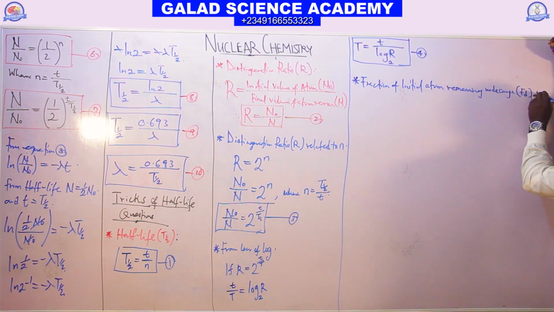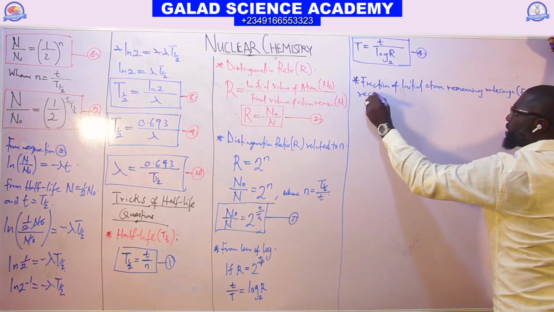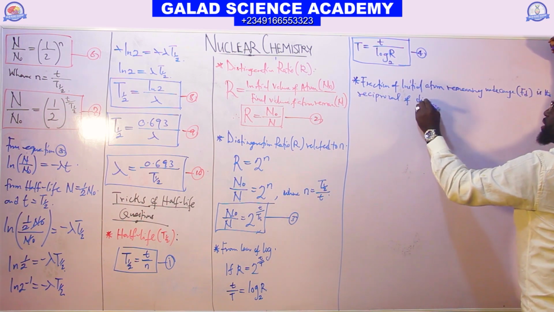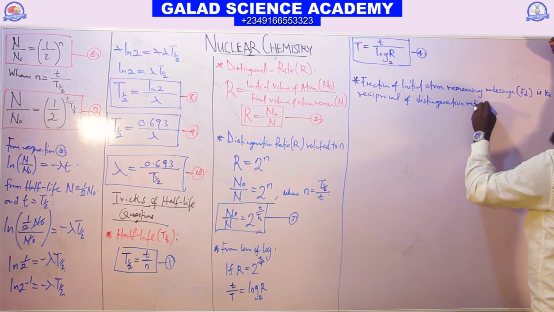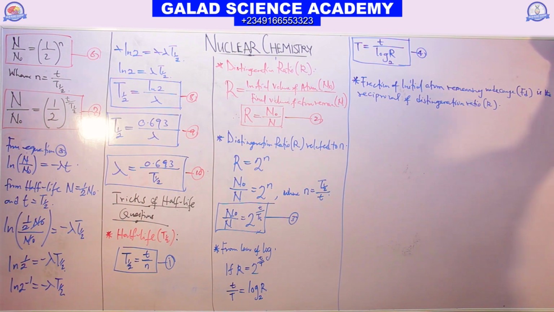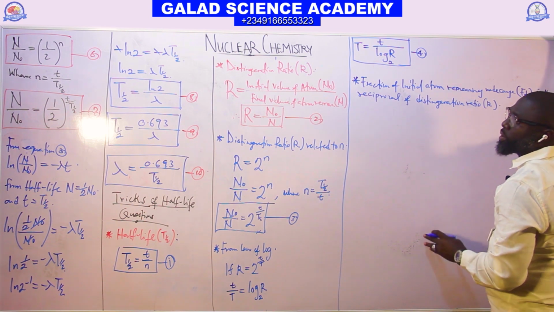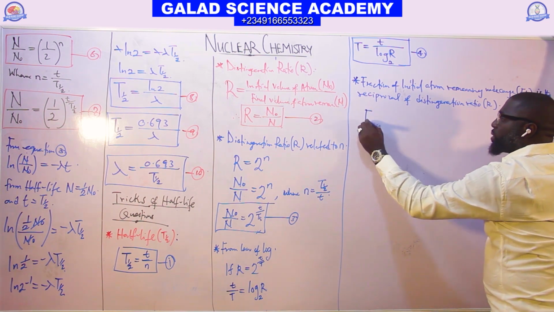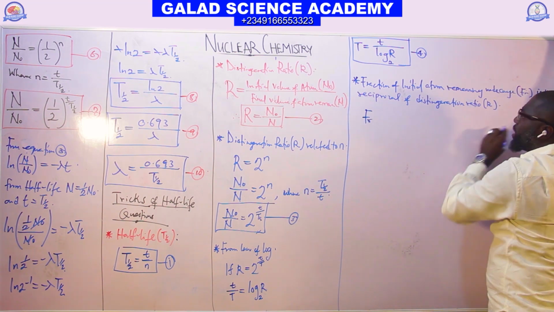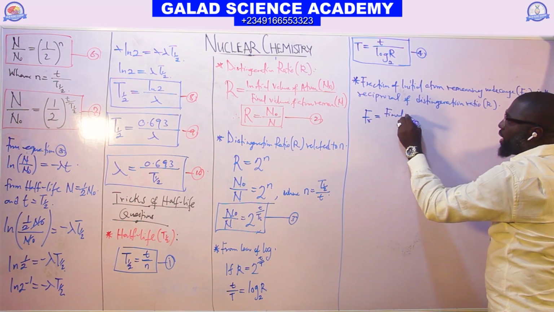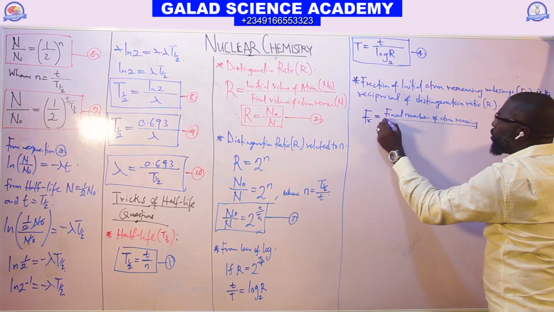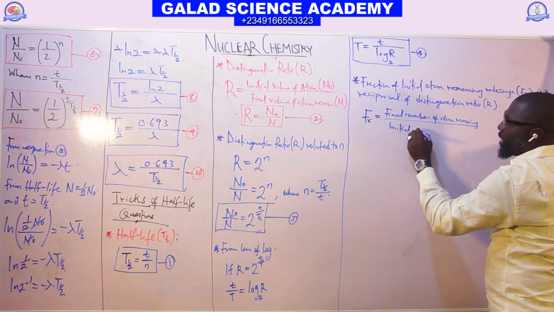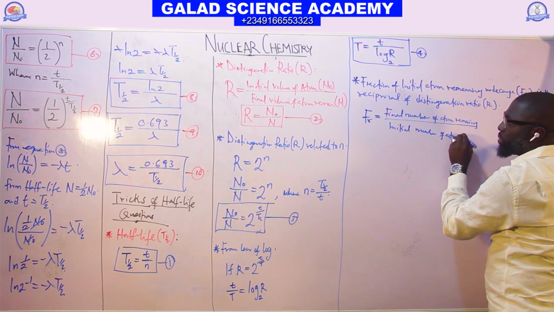So it is the reciprocal of the disintegration ratio R. Or I put it this way: the initial atom remaining FR is equal to the final number of atoms remaining over the initial number of atoms present.